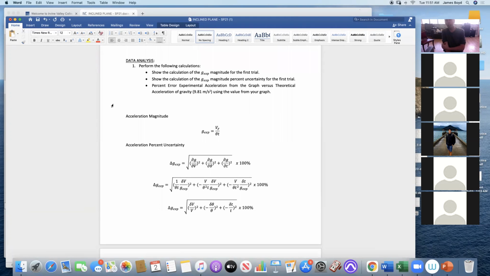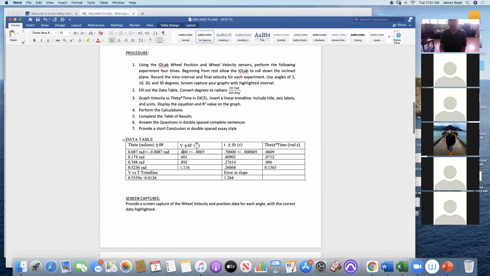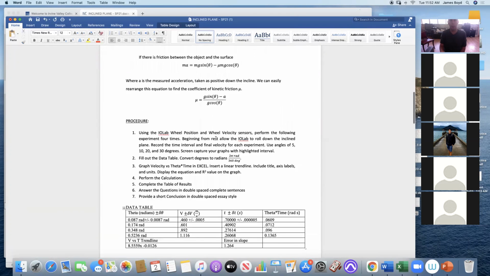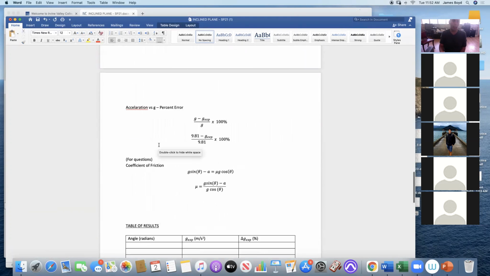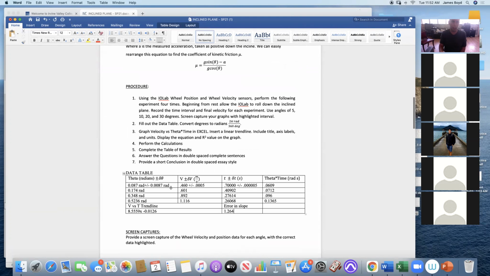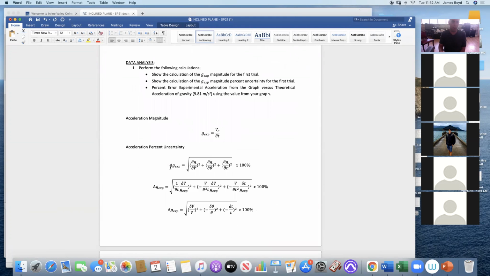Now, what are we calculating? We're going to calculate g experimental. So we're going to go back to our data set, and we're going to calculate from this right here, our experimental g for each of these trials down here. So put the angles again in radians. You can just copy and paste from the data table. I can just copy that, paste it.